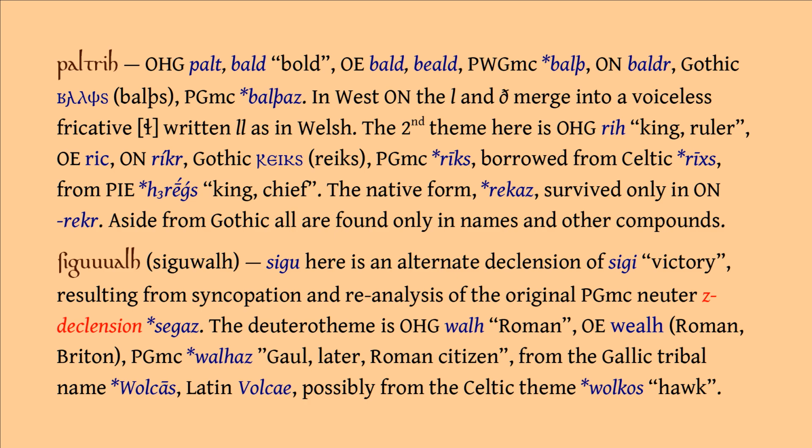Sigulwalch. Sigu here is an alternate declension of sigi, victory, resulting from syncopation and reanalysis of the original Proto-Germanic neuter z declension, segas. The deuterotheme is Old High German Walch, Roman, Old English Walch, Roman, Britain, Proto-Germanic Walkas, Gaul, later Roman citizen, from the Gallic tribal name Walkas, Latin Walke, possibly from the Celtic theme Walkos, hawk.